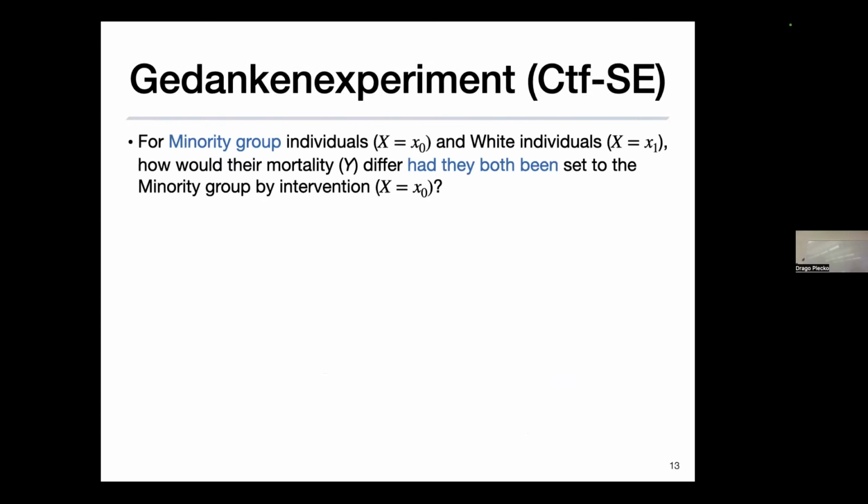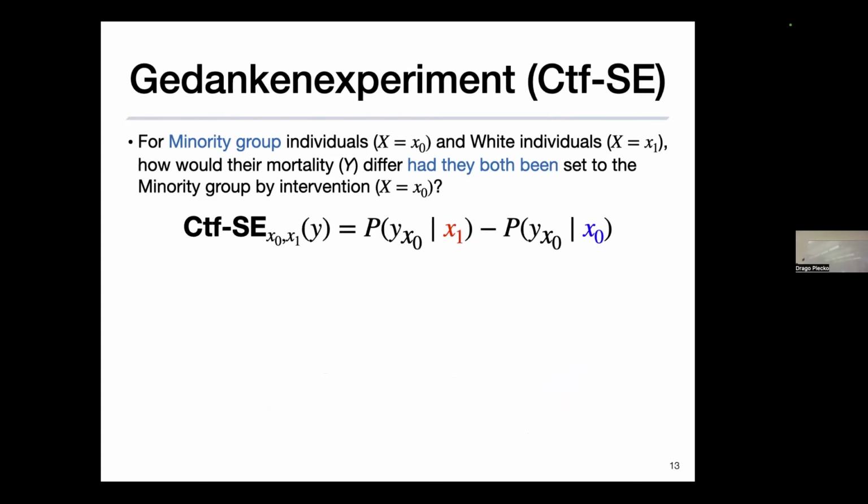And again, we're playing a similar game here. We're performing another thought experiment. So for minority group individuals, x equals x0, and white individuals, x equals x1, how would their mortality differ had they both been set to the minority group by intervention? Okay, so let's try to write this sentence as a difference between potential outcomes.